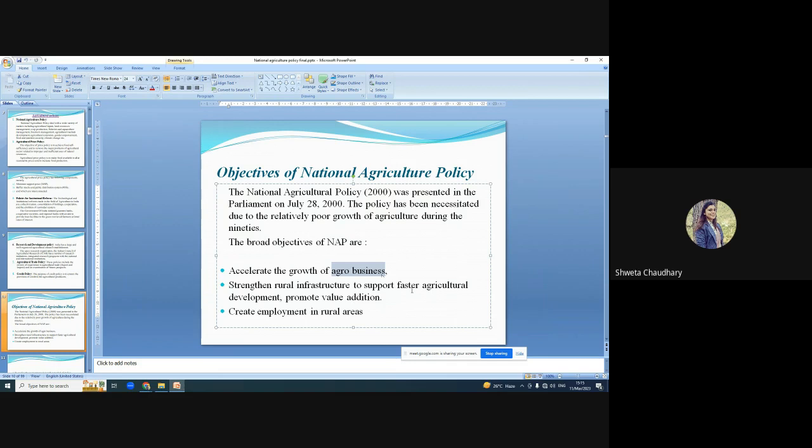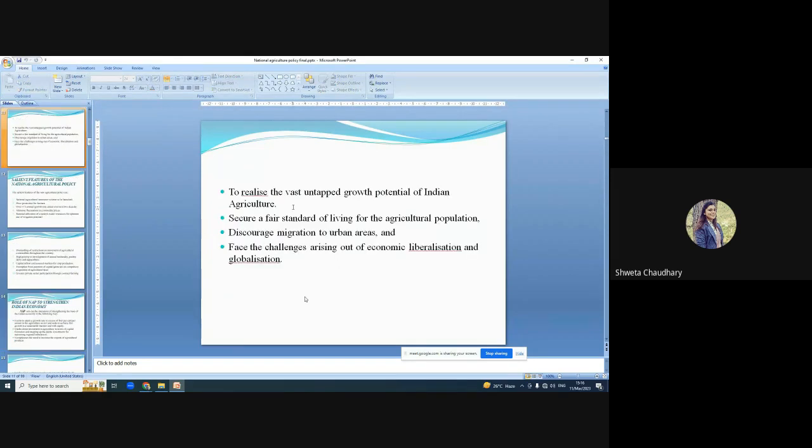the faster agriculture development. The basic objective of the National Agriculture Policy is to initiate agro-based industries so that things are not disrupted because of the raw material, they should be processed, or to focus on value addition, then to generate employment. These are the basic factors of the National Agriculture Policy.